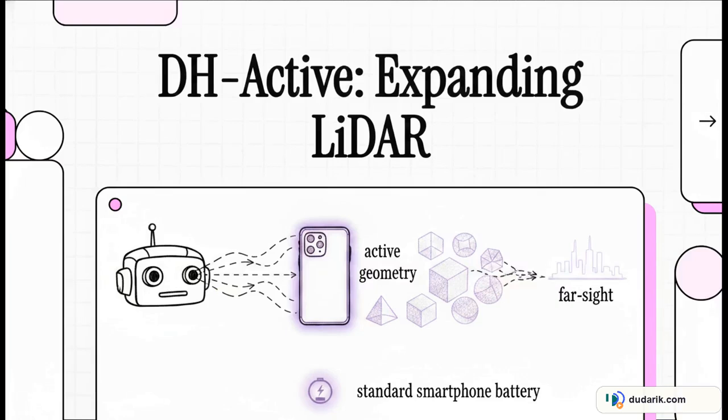Welcome to The Explainer. Today, we're exploring a seriously fascinating new approach to giving robots and augmented reality devices far sight, all while running on a standard smartphone battery. We'll be looking at a major breakthrough in active geometry called DH-Active, and frankly, how it elegantly solves what's been a massive bottleneck in edge computing.